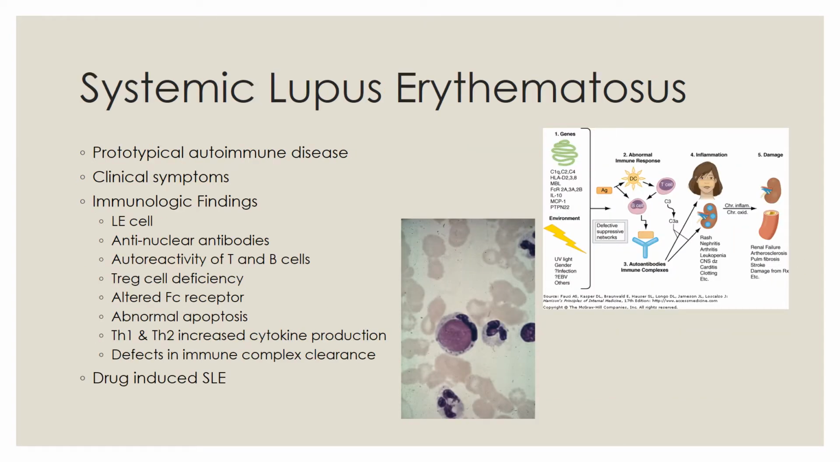So the first and the classic autoimmune disease that we go through is systemic lupus erythematosus, or lupus, or SLE. We usually refer to it as SLE out of the lab. The media, I guess, calls it lupus. Okay, this is the prototypical autoimmune disease.